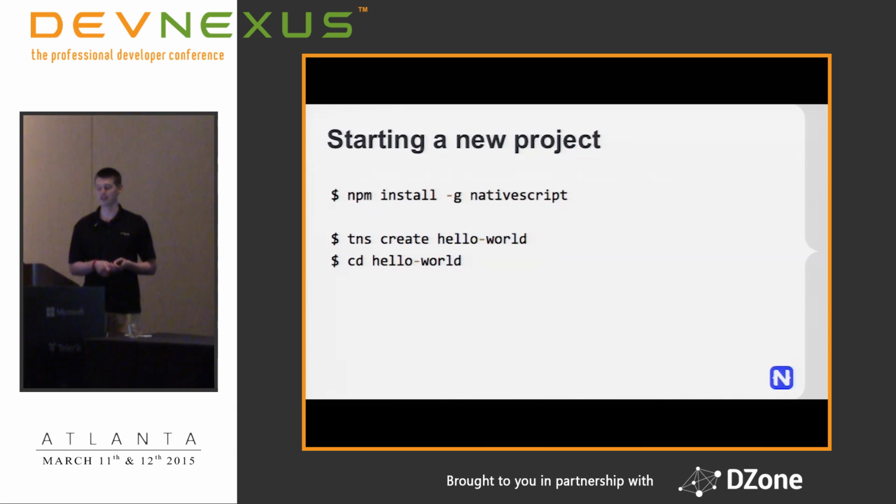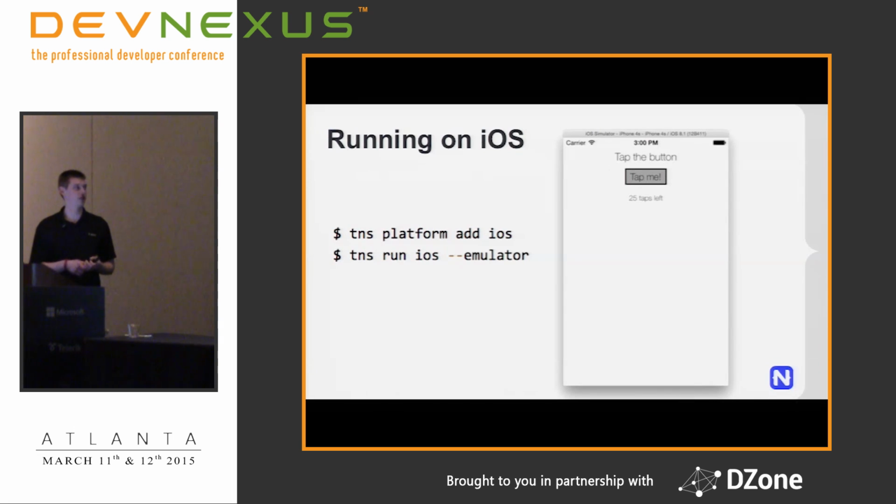So TNS create to create projects. And I'm going to go through this kind of quickly because I'm going to show you this live in just a second. You have to run a platform add command to do some platform-specific configuration. Basically, like on iOS, this will set up your Xcode project for you. On Android, it's going to set up your Android project, add all the appropriate configurations and files that NativeScript needs in order to build your apps.